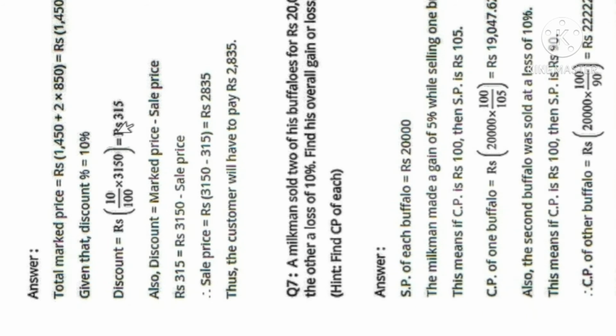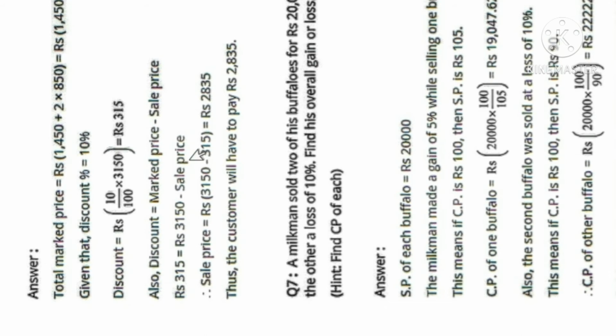Now discount percent is given as 10%. So discount equals rupees 10 upon 100 into 3150. So equal to rupees 315. Now discount equals marked price minus sale price. Okay. So discount is given as 315. So 315 equals rupees 3150 minus sale price. So see, sale price will come this side and this rupees 315 will come this side.